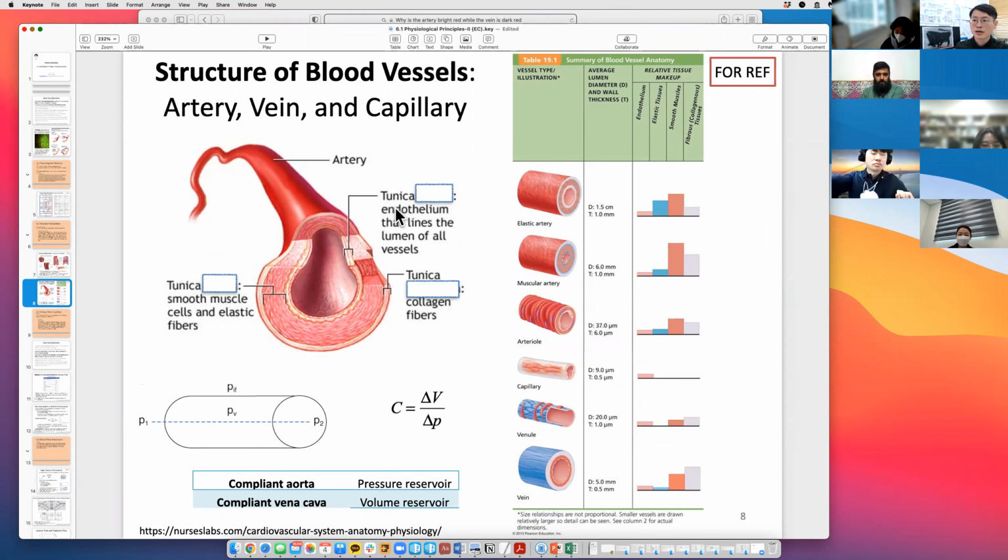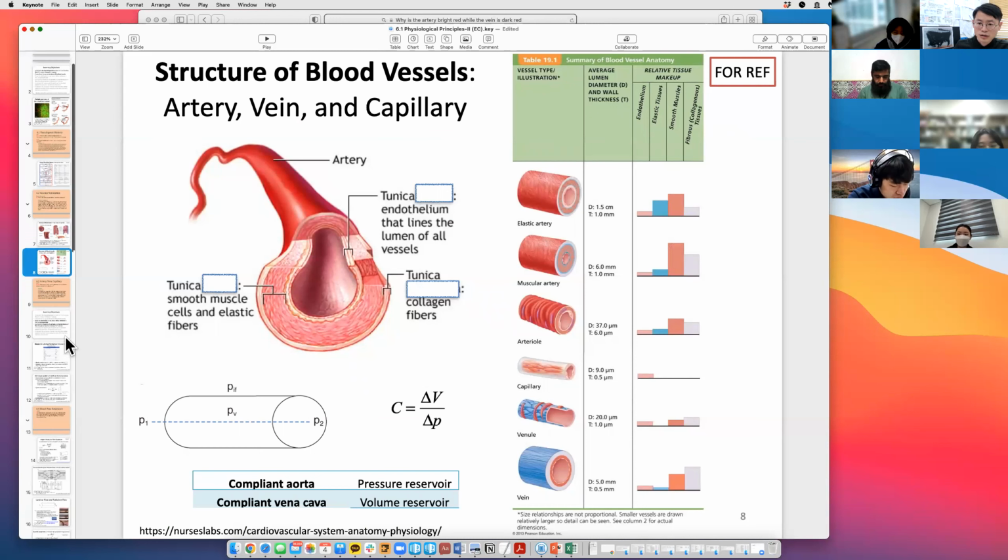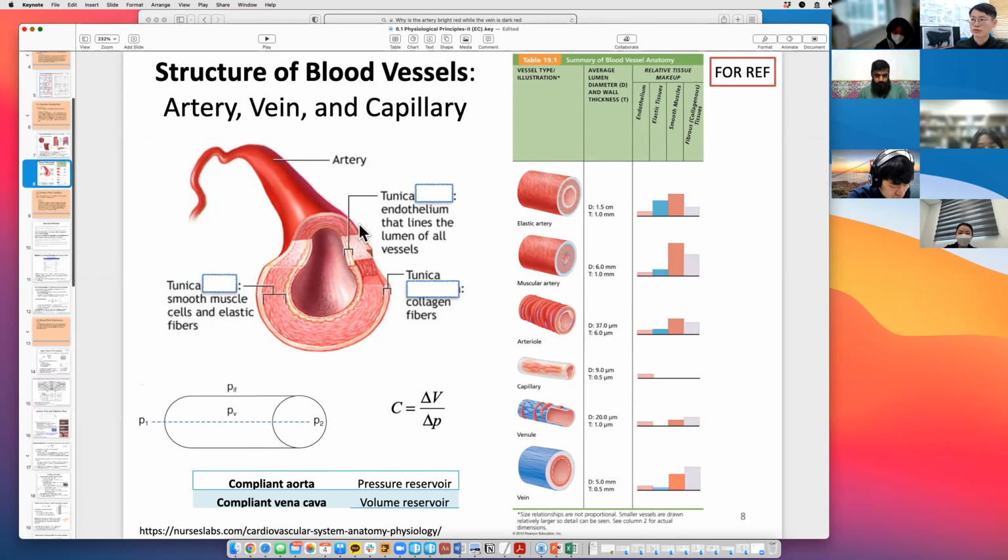So here, artery, vein, and capillary. I put this very interesting table showing the structure and the actual diameter, and even the relevant tissue makeup. We have many slides, so let me move on. This is the inside, tunica intima. The middle layer is tunica media, because it's in the middle. It's smooth muscle. And outside, adventitia, that's collagen fibers.